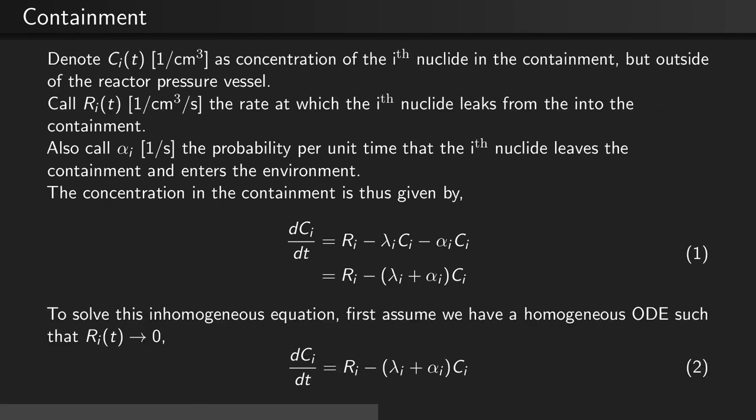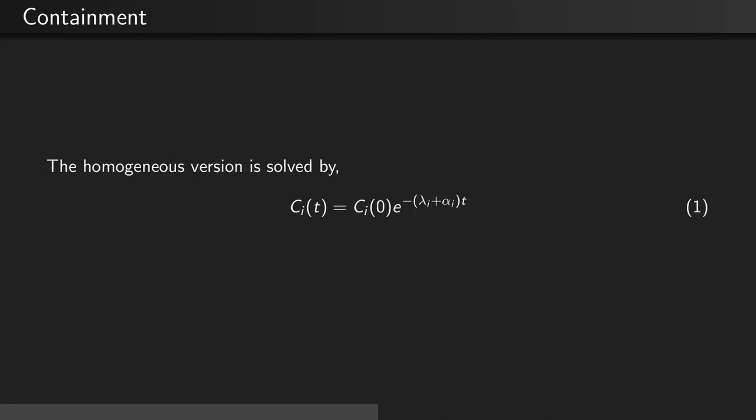To solve this inhomogeneous equation, first assume that we have a homogeneous ordinary differential equation such that r sub i of t goes to zero. This implies that dc_i/dt equals minus (lambda_i plus alpha_i) c_i of t. The homogeneous version is solved by c_i of t equals c_i of 0 times e to the negative (lambda_i plus alpha_i) times t.